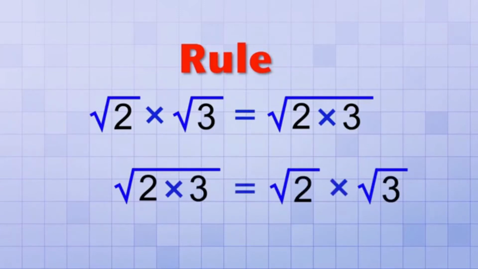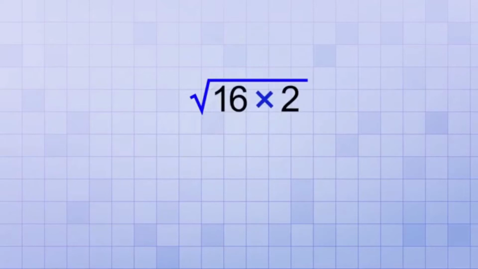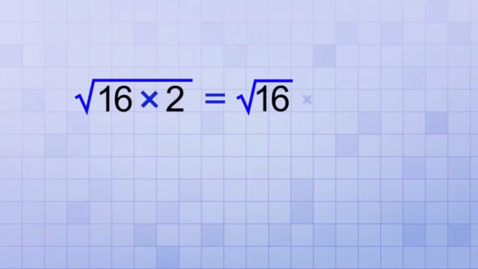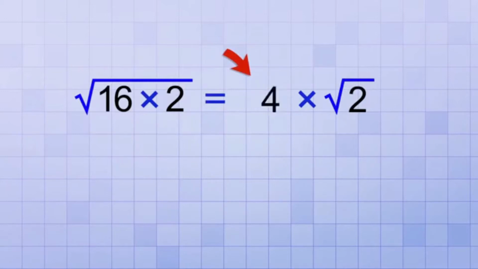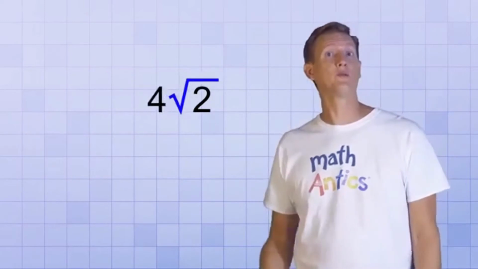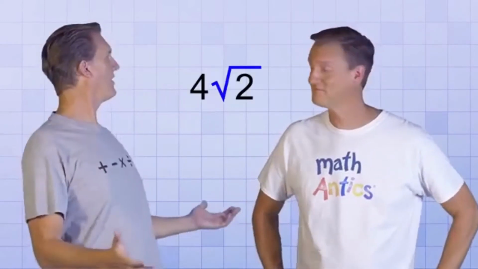We can use that rule to our advantage in our current problem, because we just figured out that the square root of 32 is the same as the square root of 16 times 2, which means we could rewrite it as the square root of 16 times the square root of 2. And as we already know, the square root of 16 can be simplified to just 4. So that gives us 4 times the square root of 2, or just 4 root 2 as a simplified version. Pretty cool, huh?